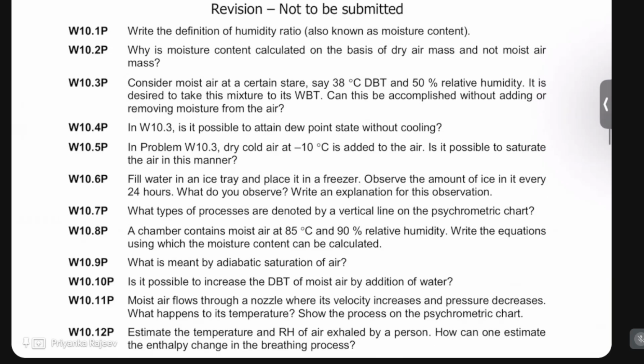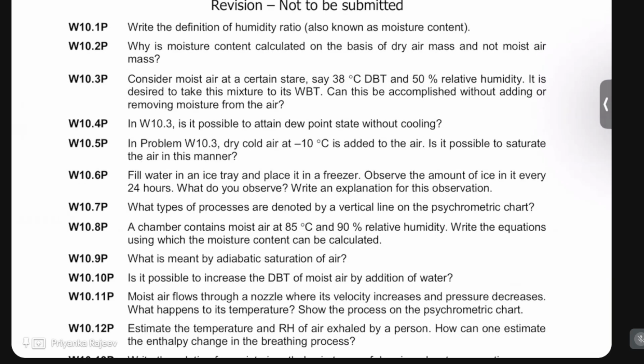These are revision questions. First question: write the definition of humidity ratio, also known as moisture content. So, humidity ratio or specific humidity is the mass of water vapor per mass of dry air.